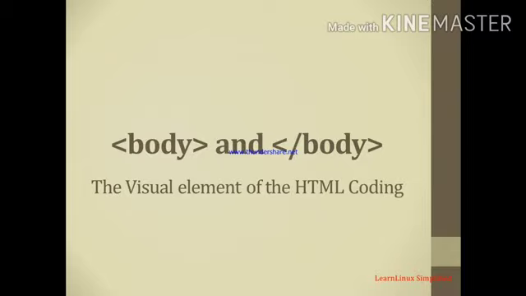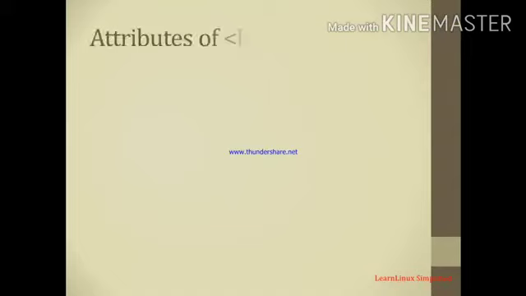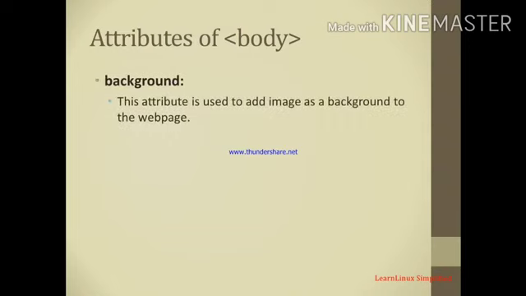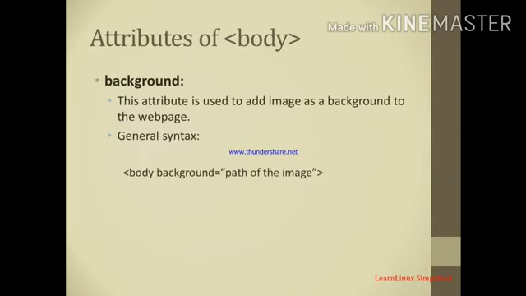Now what are these attributes? Attributes of body, that is, first is a background. This attribute is used to add image as a background to the web page. General syntax: body background is equal to path of the image. Okay, here path of the image can be absolute or relative.